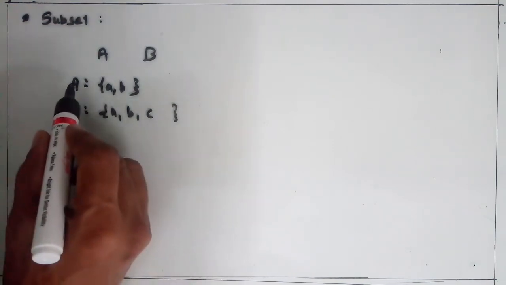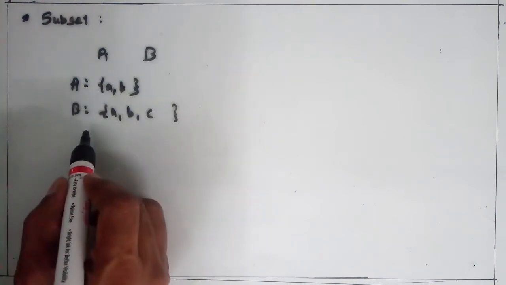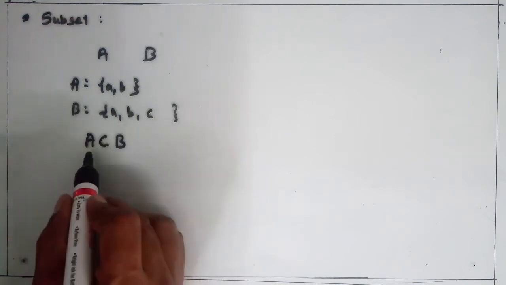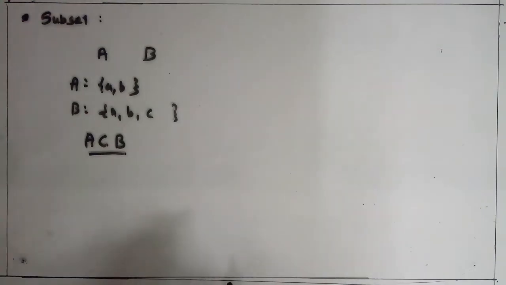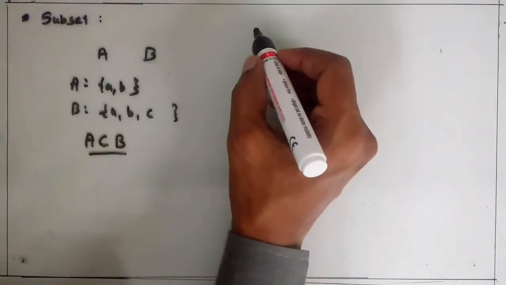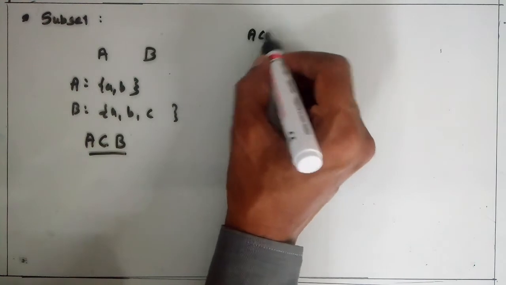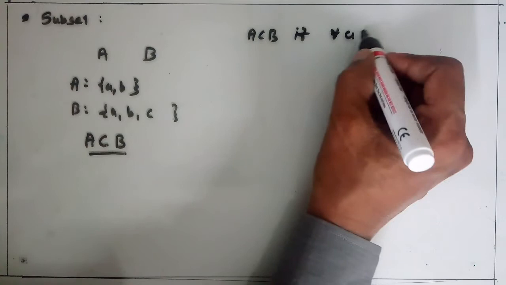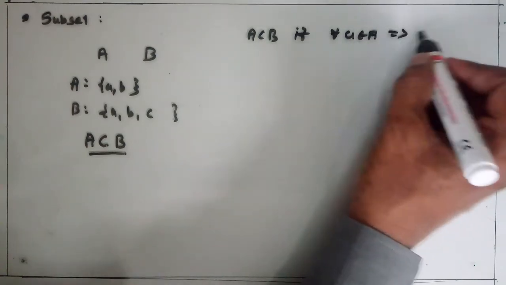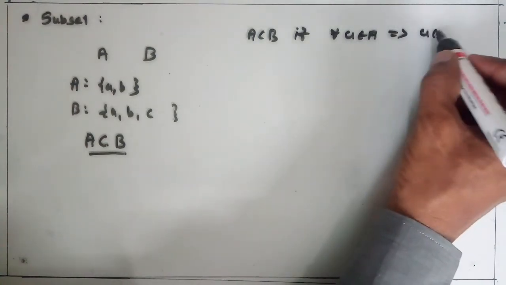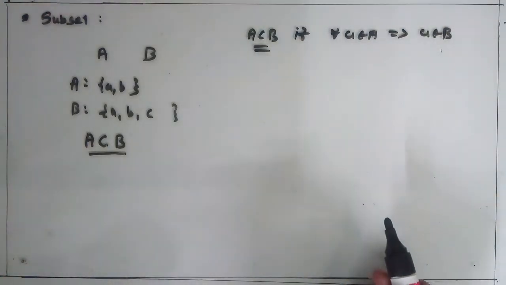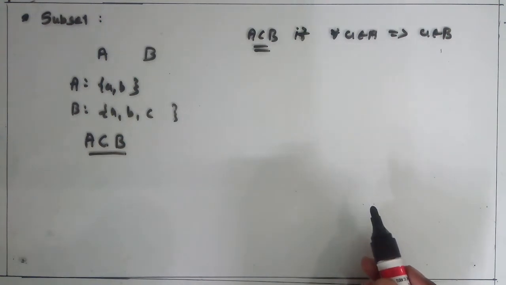So here we say that A is a subset of B, and A subset B is denoted by this symbol, A ⊆ B. Clear? So A is a subset of B if for all a belongs to A, this implies a belongs to B, then we say that A is a subset of B. Clear?